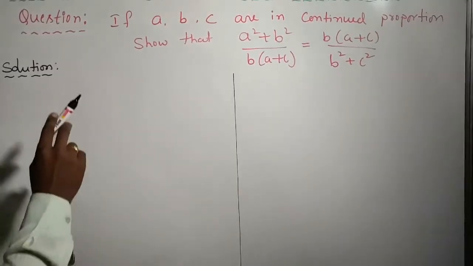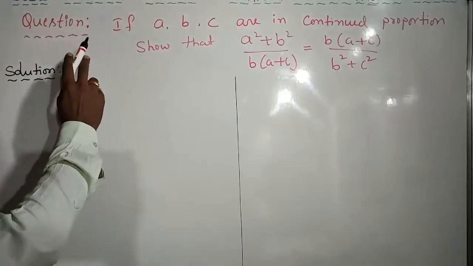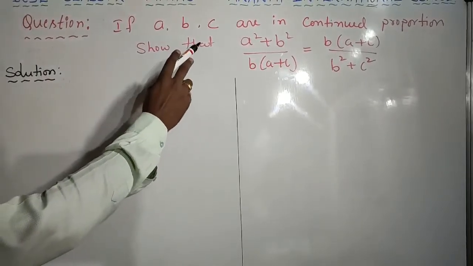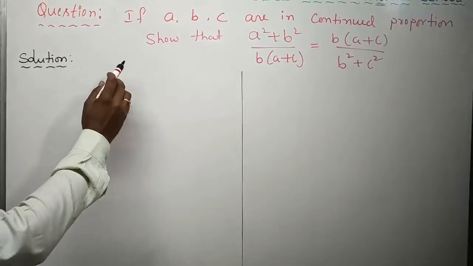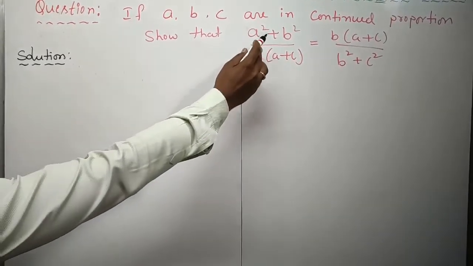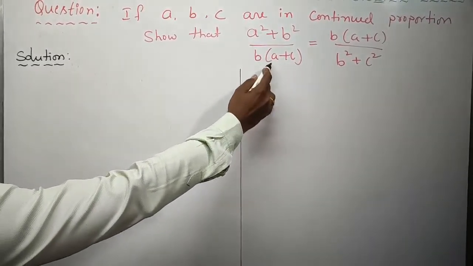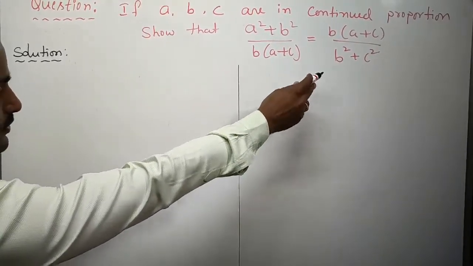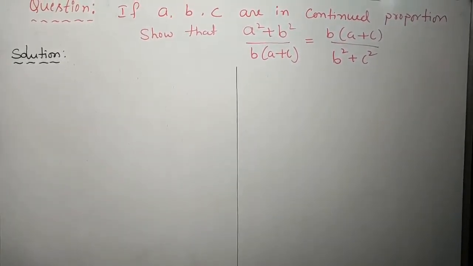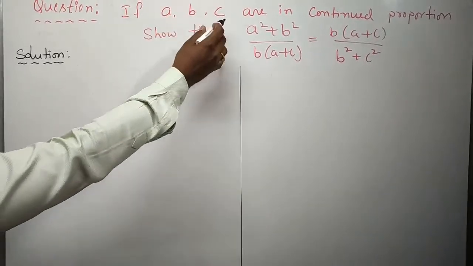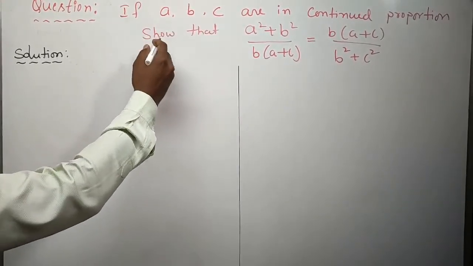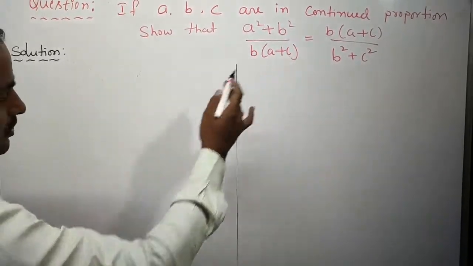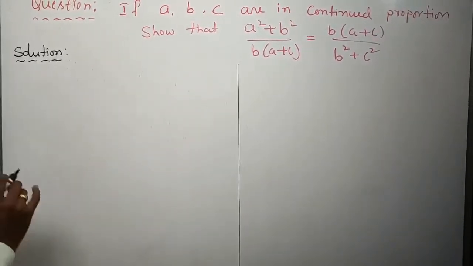Dear children, one more question. If a, b, c are in continuous proportion, show that a square plus b square upon b into a plus c is equal to b into a plus c upon b square plus c square, children. By using the a, b, c continuous proportion condition, show that left hand side is equal to right hand side. Come to the solution part.